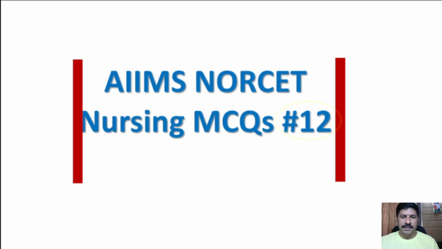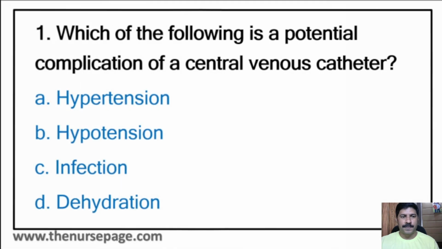AIIMS NORCET Nursing MCQs, 12th part video. First question: Which of the following is a potential complication of a central venous catheter? Hypertension, hypotension, infection, dehydration.